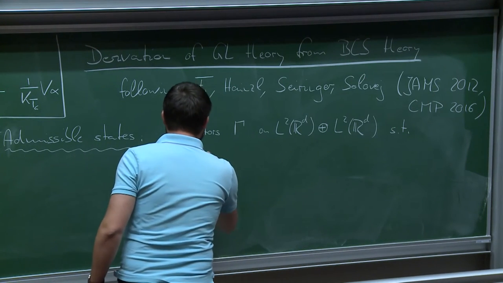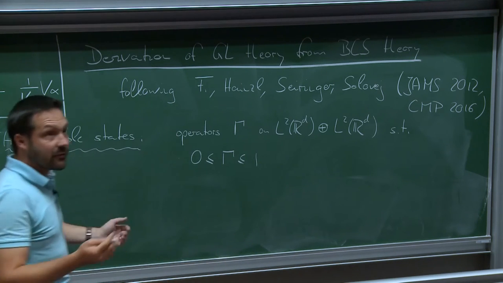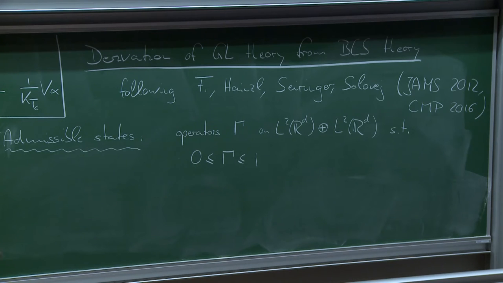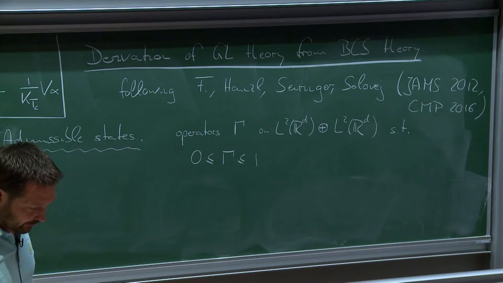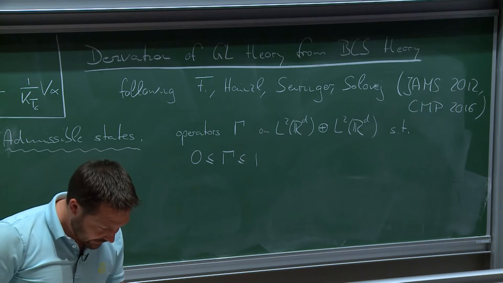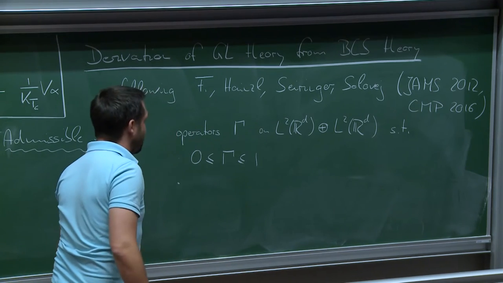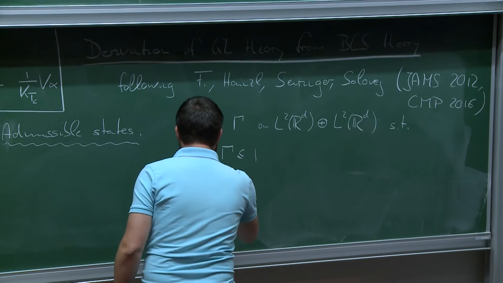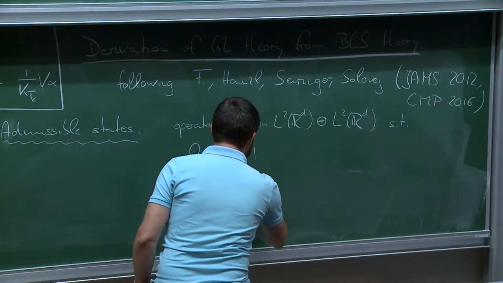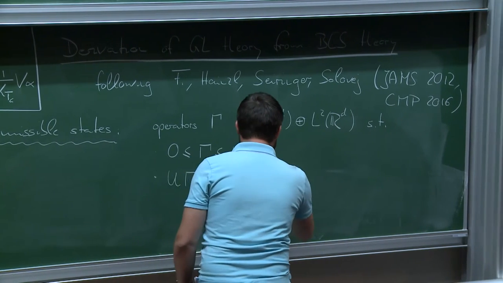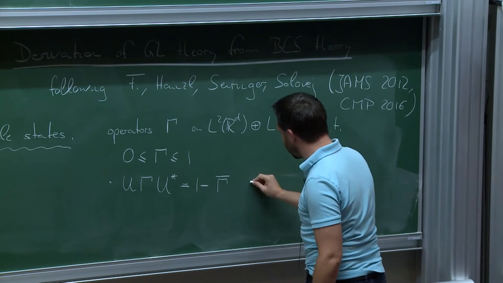Well, they should be self-adjoint, and not only that, they should lie between 0 and 1 in the sense of operators, right? If you test against some normalized element, then you should get a number which lies between 0 and 1. Now, the next assumption looks a little bit complicated. So this is U Gamma U star is equal to 1 minus Gamma bar. Okay, now I have to explain what these things are.